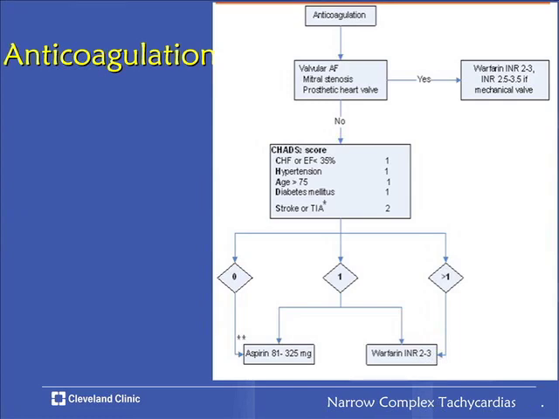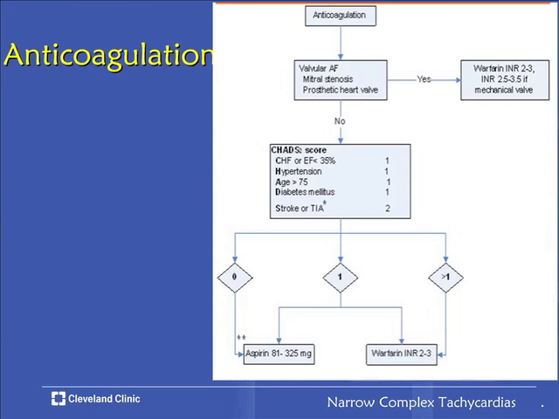It all depends on something called the CHADS score. CHADS is C, congestive heart failure, hypertension, age above 75, diabetes mellitus, and stroke. So heart failure gets a score of 1, hypertension a score of 1, age above 75 a score of 1, diabetes mellitus a score of 1, and a stroke or a TIA gets a score of 2. And then you add the score.